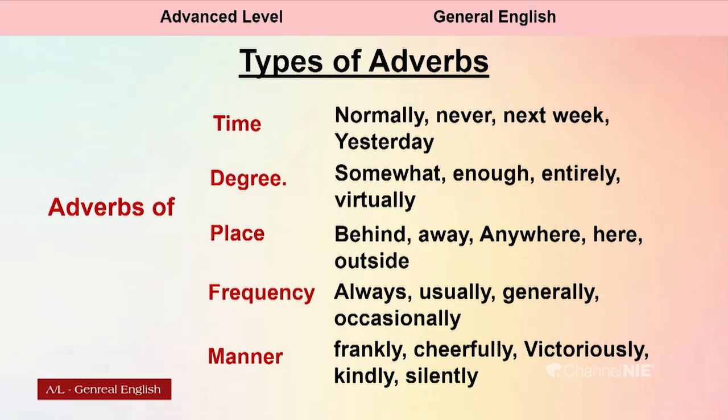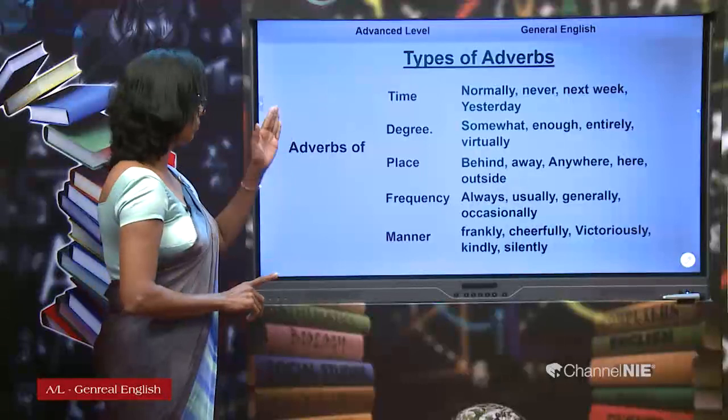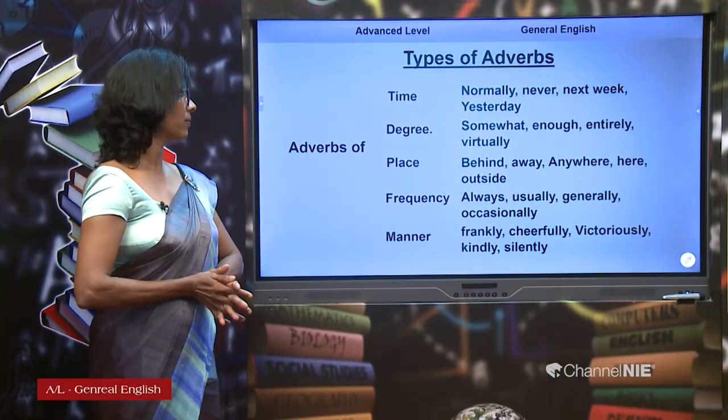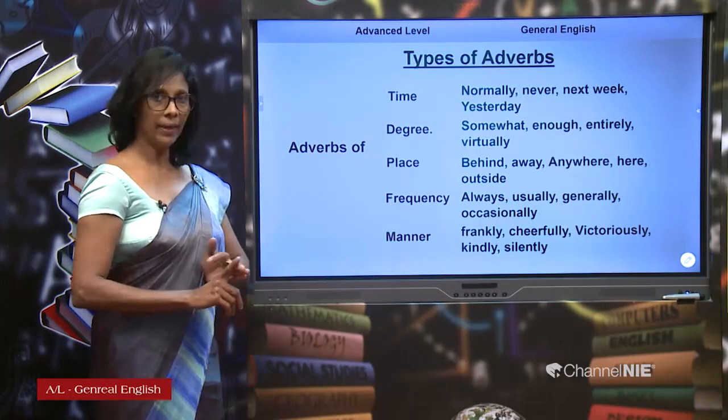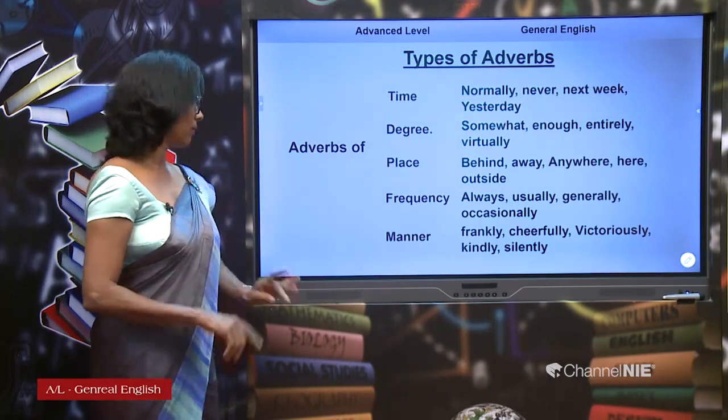Then frequency: always, usually, generally, occasionally. So, these words are going to tell us the number of times that something happens or is done. Then manner, the way we do something, right. Frankly, cheerfully, victoriously, kindly, silently. You can see that from the word frank we can form the adverb frankly. Cheerful, cheerfully. Victorious, victoriously. Kind, kindly, and silent, silently, right. So, now can you remember the types of adverbs? Yes, time, degree, place, and then frequency and manner, right.